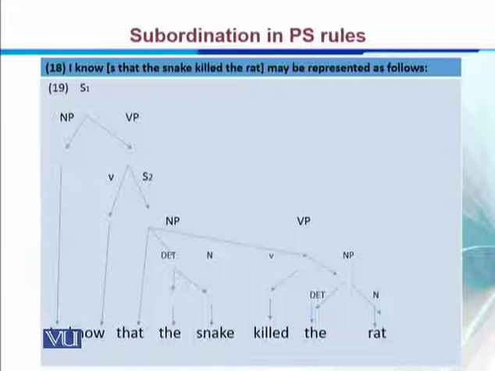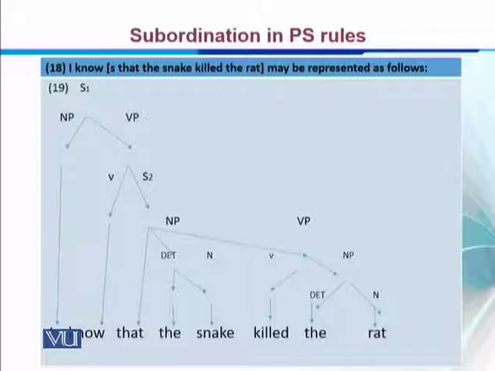If you look at this sentence, "I know that the snake killed the rat," it may be represented in this way. "That the snake killed the rat" is a subordinate sentence because we have the main clause "I know," and in terms of its function, it is the direct object. It is a noun clause here, right? And this is a sentence, a subordinate clause. So you can see a small s after the first bracket in this sentence.